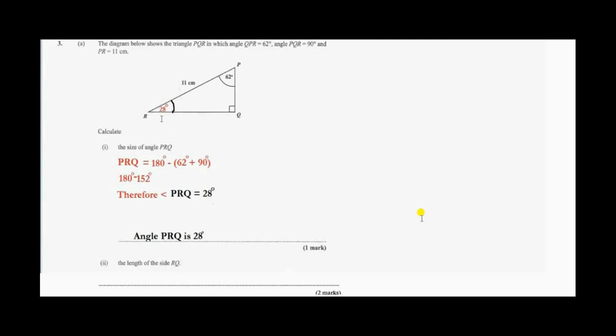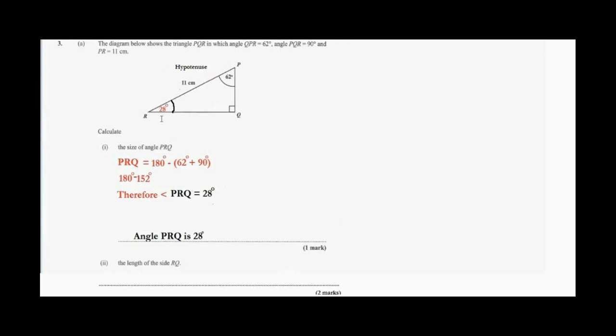The length of the side RQ. So we're going to calculate the length of the side RQ, which is this part. So we have 62 degrees, right? What I am going to do is to label this triangle, right? So the longest side of this triangle is always the hypotenuse. So I can write hypotenuse right here.